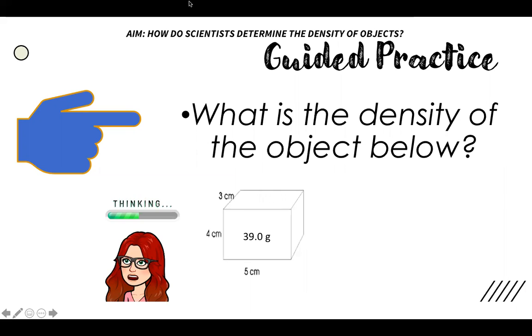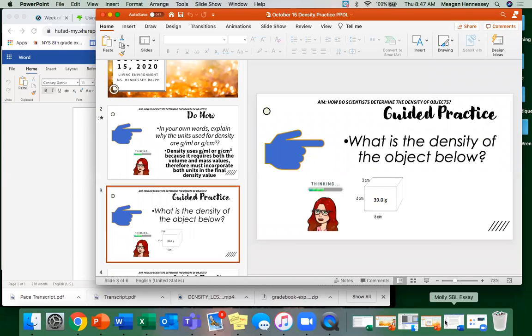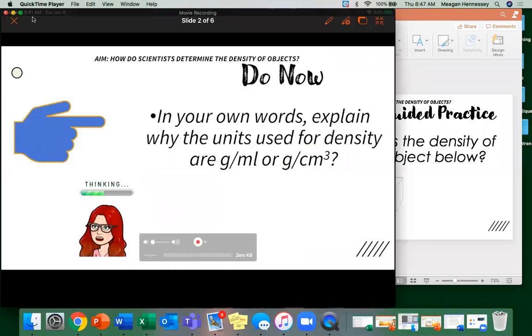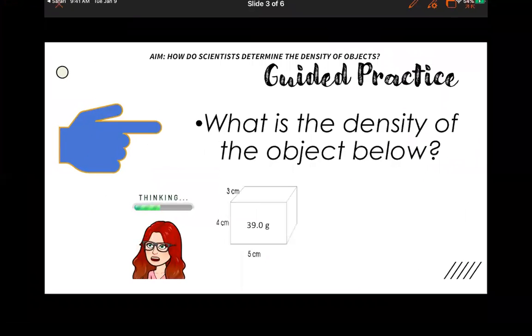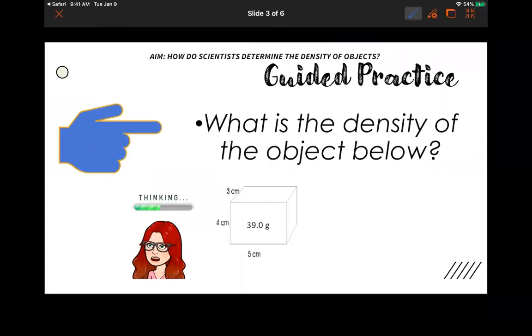I'm going to get out of here and go here, that way you can see what I'm writing. Okay. So what is the density of the object below? First, we know that we have our mass, which is 39.0 grams, but we do not have our volume. So we have to first calculate volume. Remember, volume equals length times width times height.